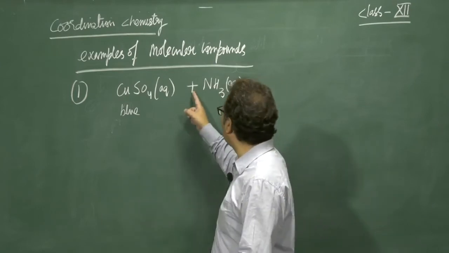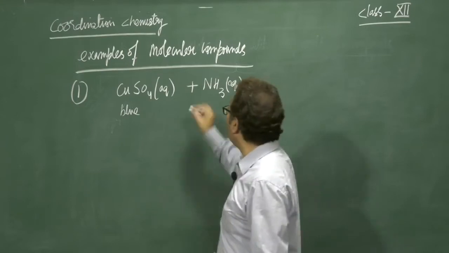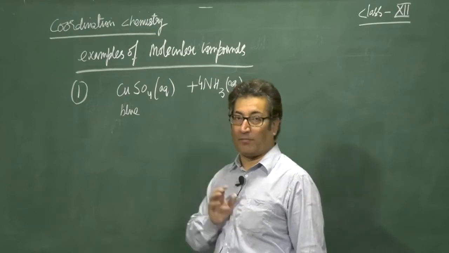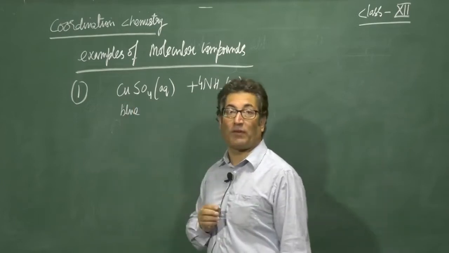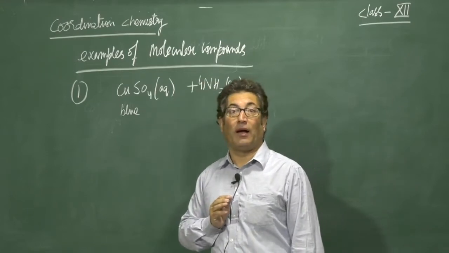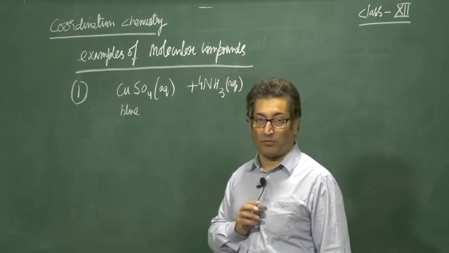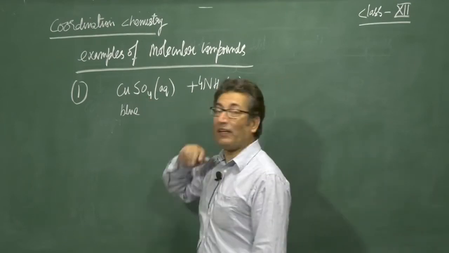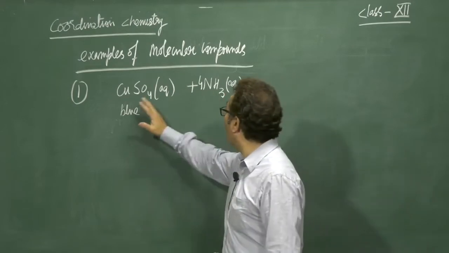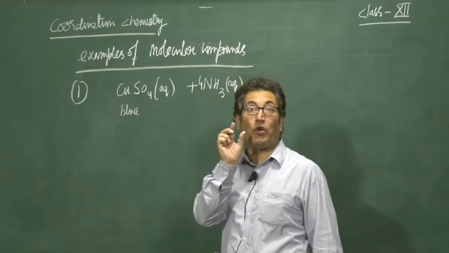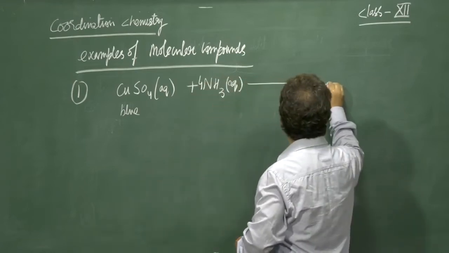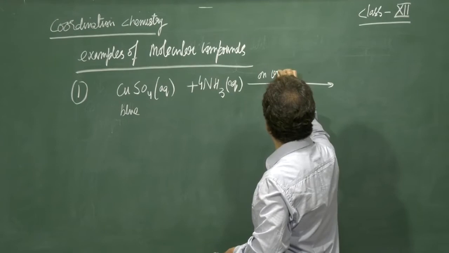If you add them, how do you mix them? In the ratio of 1:4, either by mass or by volume. So if you take 1 liter of copper sulfate, you will add 4 liters of ammonium hydroxide, which you call aqueous ammonia. Or if you take 1 gram of copper sulfate, you will add 4 grams of ammonia. So they are mixed in a definite stoichiometric ratio. On mixing them, they are crystallized.